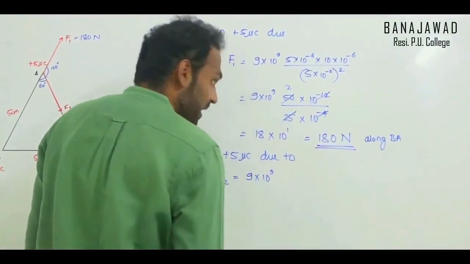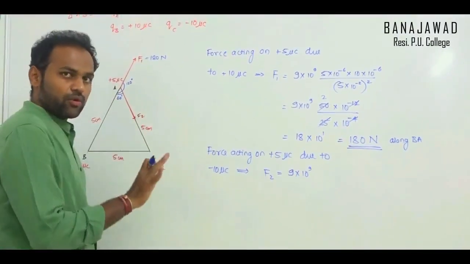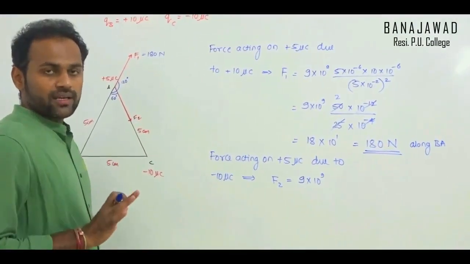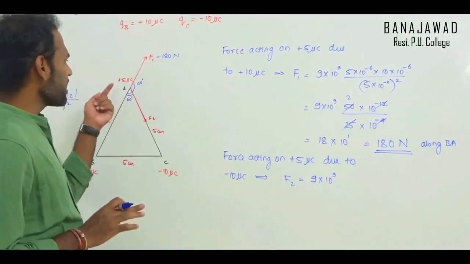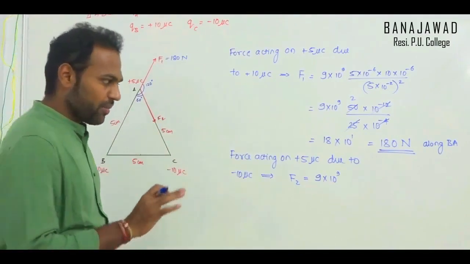9 into 10 to the power 9, times Q1 into Q2. Q1 into Q2 means plus 5 and minus 10, but we have to take only the magnitude here. Don't take the signs. You cannot take it as plus 5 into minus 10; we should take it as 5 into 10 only.